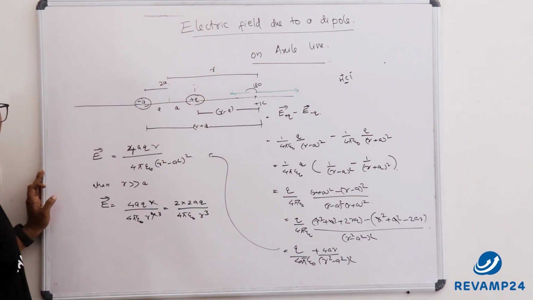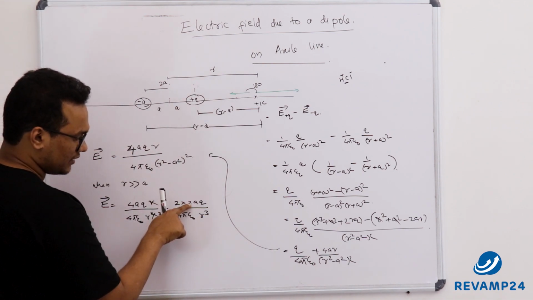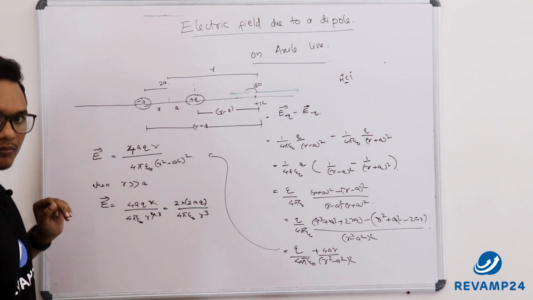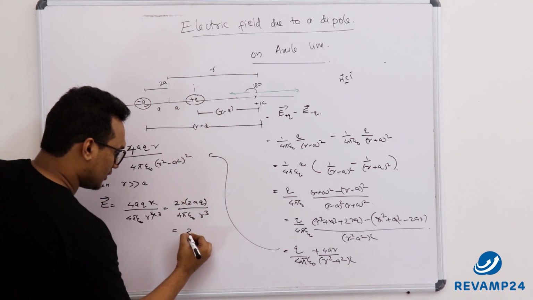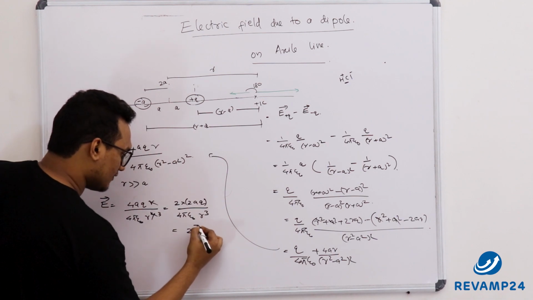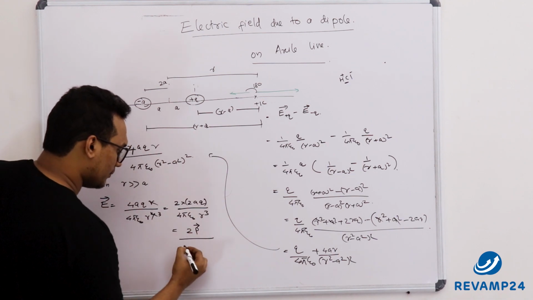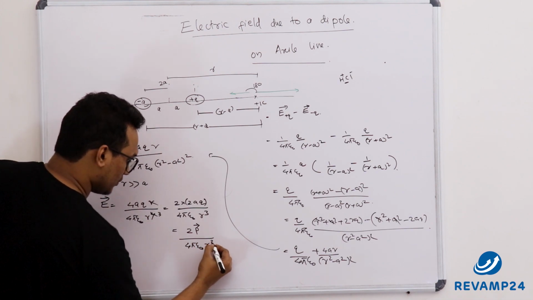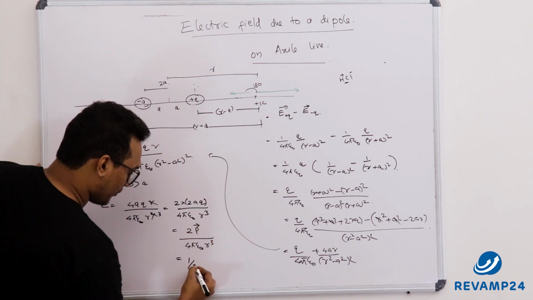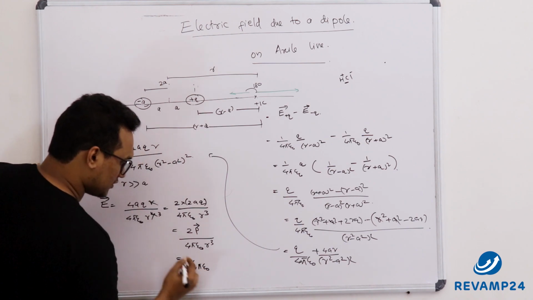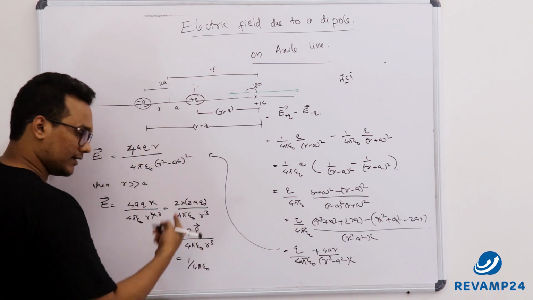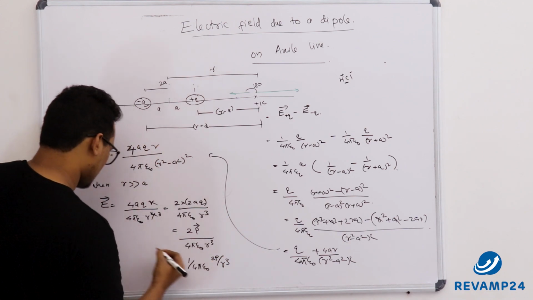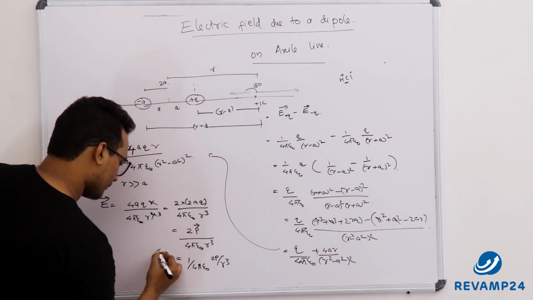Why have I done it in this way? Because I can now consider 2aq as dipole moment. So this will be 2 into p, dipole moment being a vector quantity, divided by 4 pi epsilon 0 into r cube. So I can rewrite it as 1 by 4 pi epsilon 0, which is basically a constant, we know, right? 9 into 10 to the power 9 into 2p by r cube. This is a very important relation.